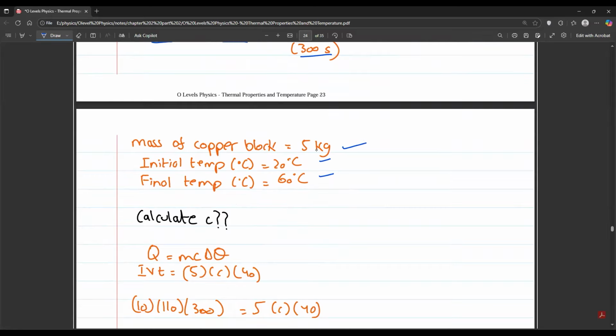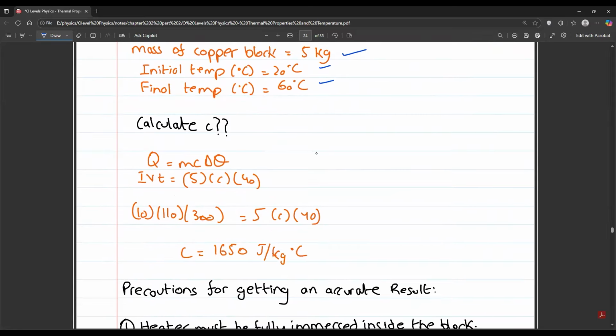You also measure the initial and final temperature, you also measure the mass of the block. फिर Q is equal to mc delta temperature वाला फॉर्मूला लगा लो. This Q is equal to your energy IVt, mass is your mass of the block. How will you calculate the change in temperature?